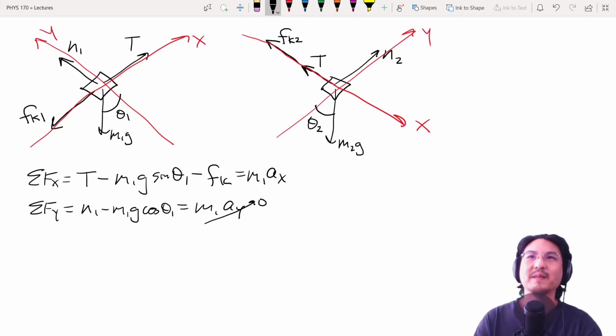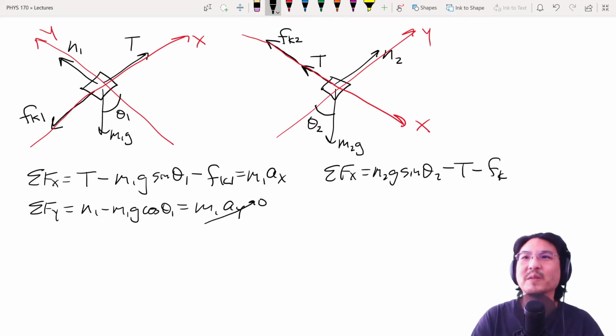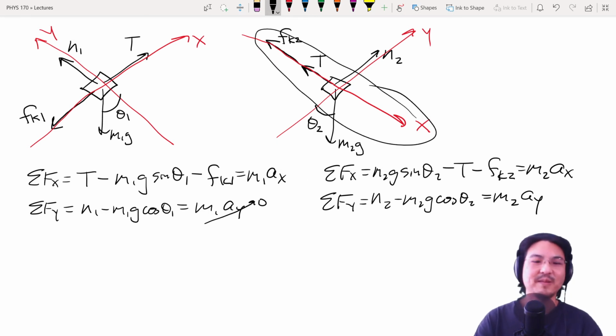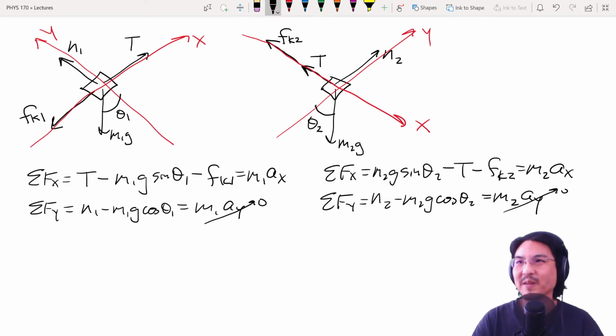Okay, next this one. X direction, I picked x over here. So I got 3 of those things. That's opposite the angle, minus T, minus friction. This is for 1, and this is for 2, equals mass times acceleration. Y direction, I got that and that, equals mass times acceleration. Similarly, this is only moving in x, no motion in y, so I can cross this out immediately.